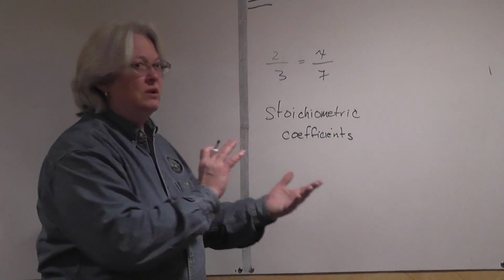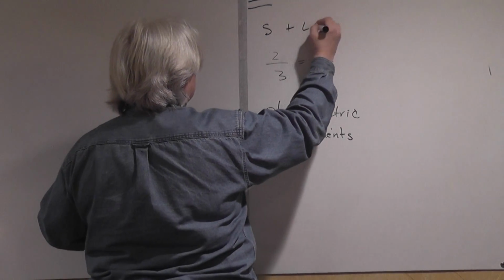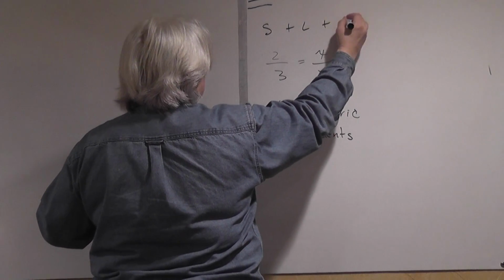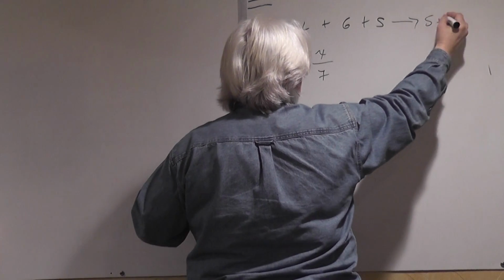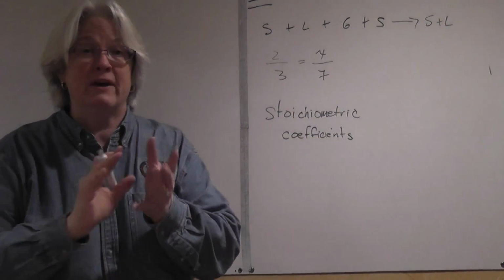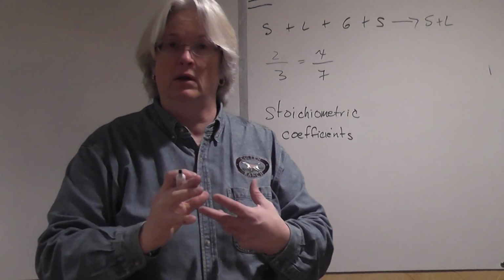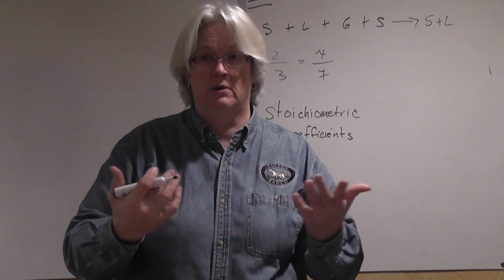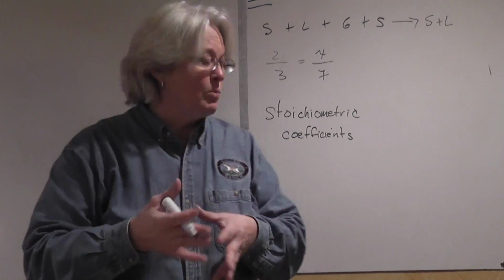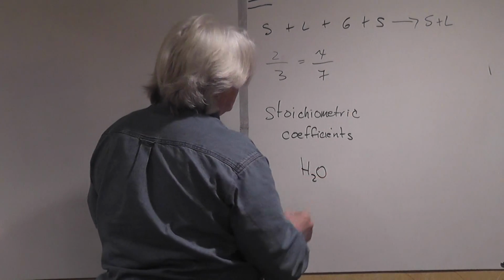Volume relationships. Now what we've been doing, I don't even have to take time to do this. We've been having a solid plus a liquid plus maybe a gas plus maybe another solid to produce a solid plus a liquid. You know, we have 3 states of matter: solid, liquid, and gas. And matter can occur in any one of those states. Some types of matter, like water, H2O, occur in all 3 states.